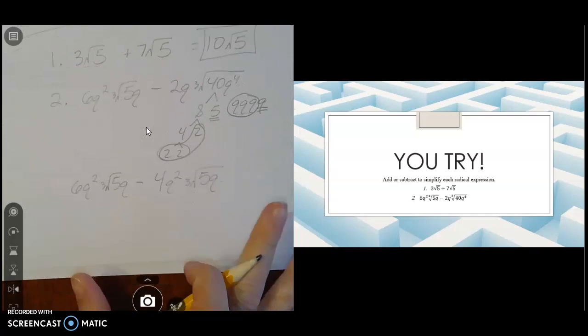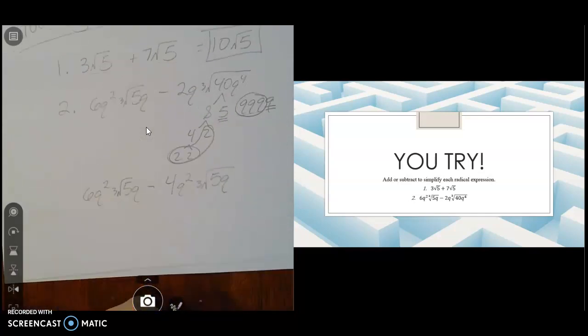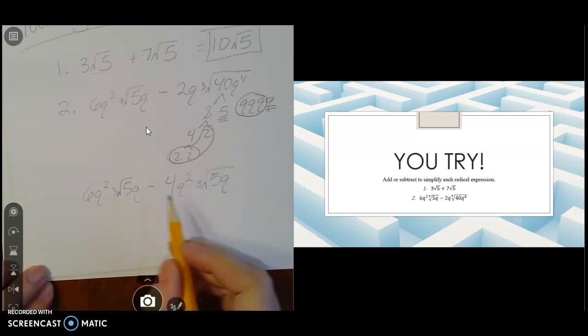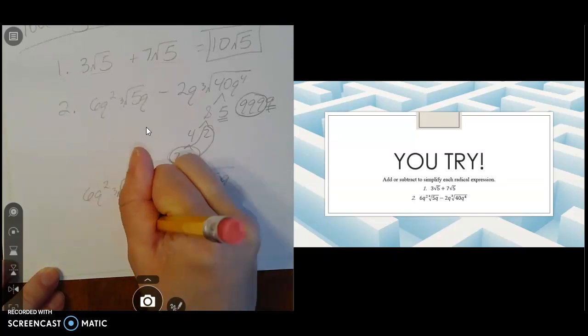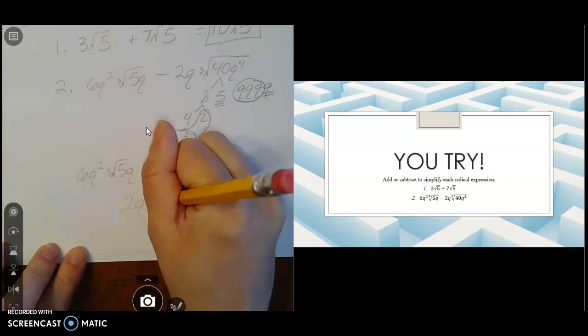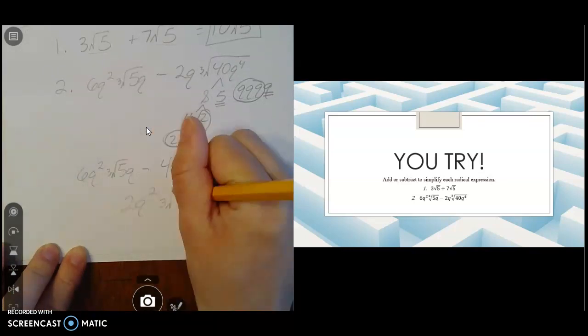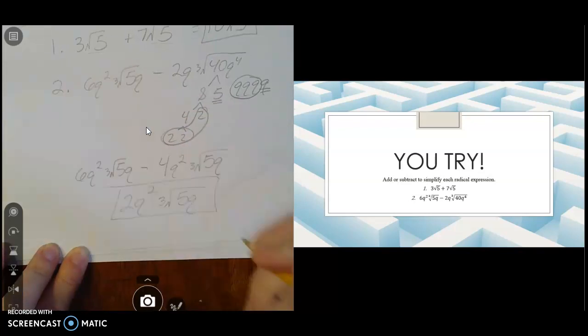At this point, they are like radicals. They're both cube roots, and they're both cube roots of 5q. So we can subtract those. The coefficients are even like terms, so that's kind of exciting. We have a 6q squared minus 4q squared, which would be 2q squared. And then the radical part stays the same. It's still a cube root, and it's still a cube root of 5q. So that's your answer for the second one.